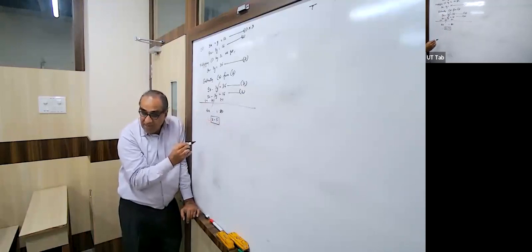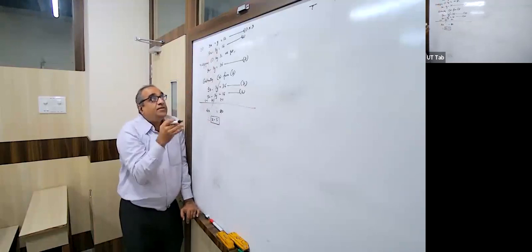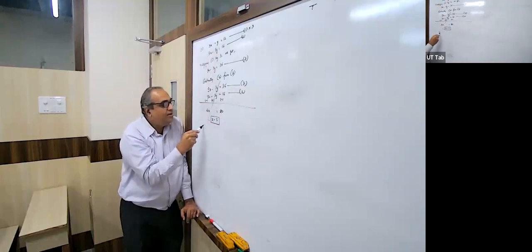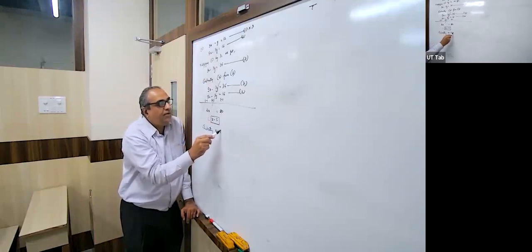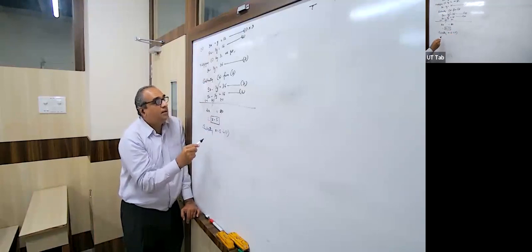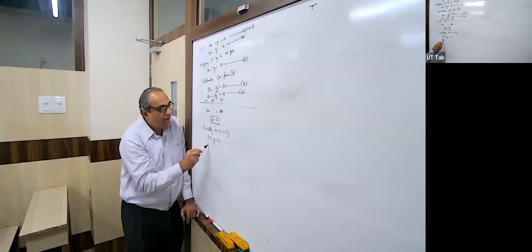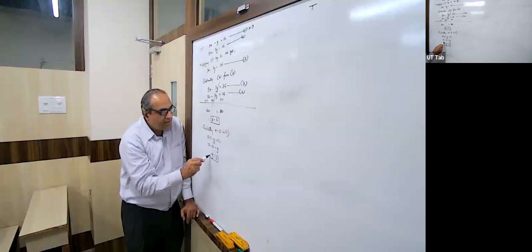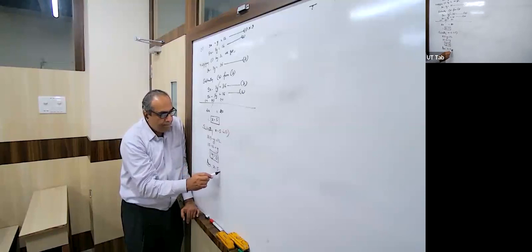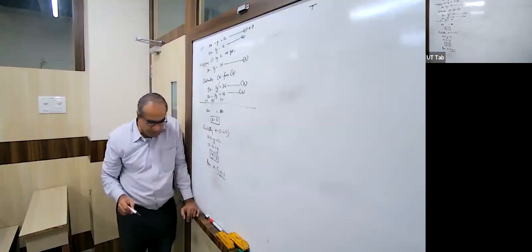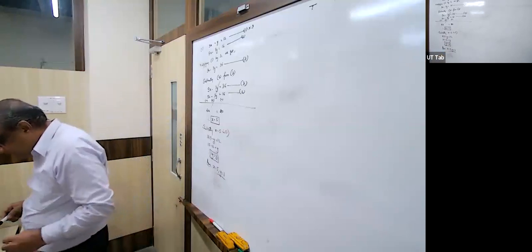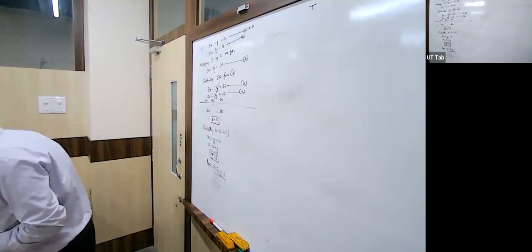Now I need this y. I can substitute in 1 or 2 or 3. The simplest is 1, right? Substituting x is 5 in equation 1. Therefore 3 into 5 minus y is equal to 12. 15 minus 12 is y. y is 3. Did you all understand? Yes. Any doubts? Sure. Sure, no?